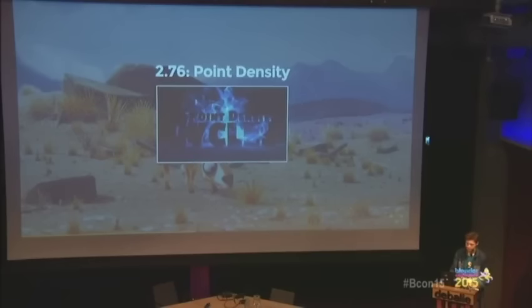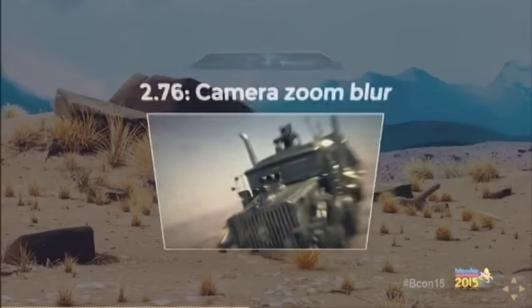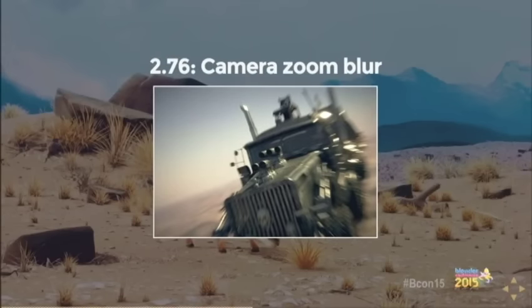And again, performance and memory optimizations were also a topic in this release. Then in 2.76 we got point density texture, which was used for a tornado on Cosmos Laundromat. You can see here one of the first test renders from Gottfried Hofmann, who was using that to showcase the feature. And we also have camera zoom motion blur, so when you change the focal length of the camera, you can now have camera zoom blur as well, in addition to the motion blur that we already had before.